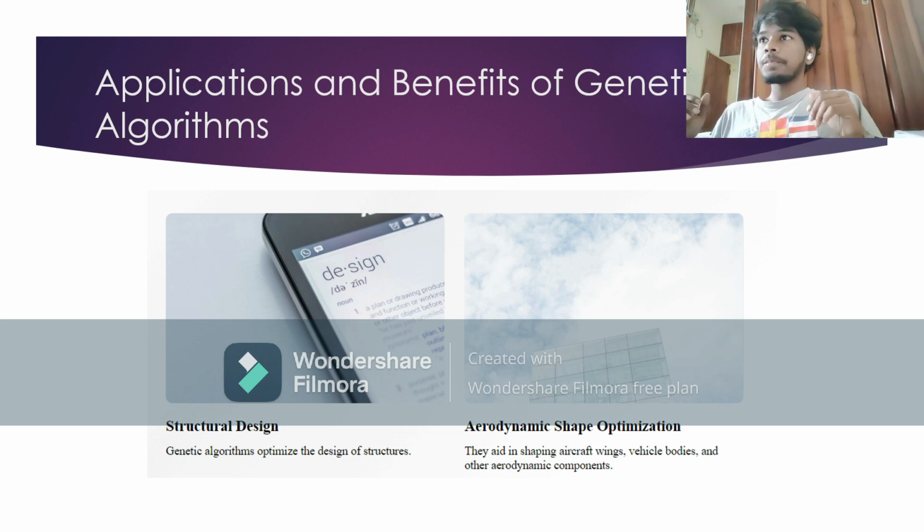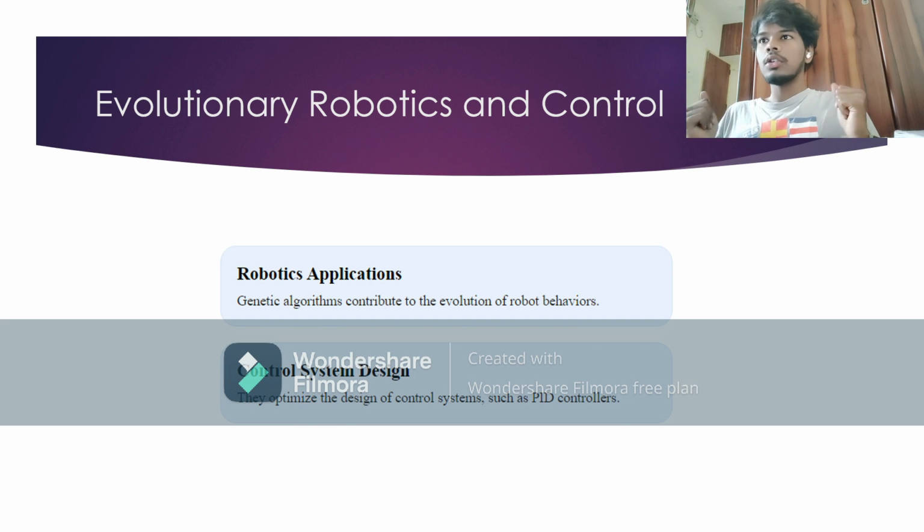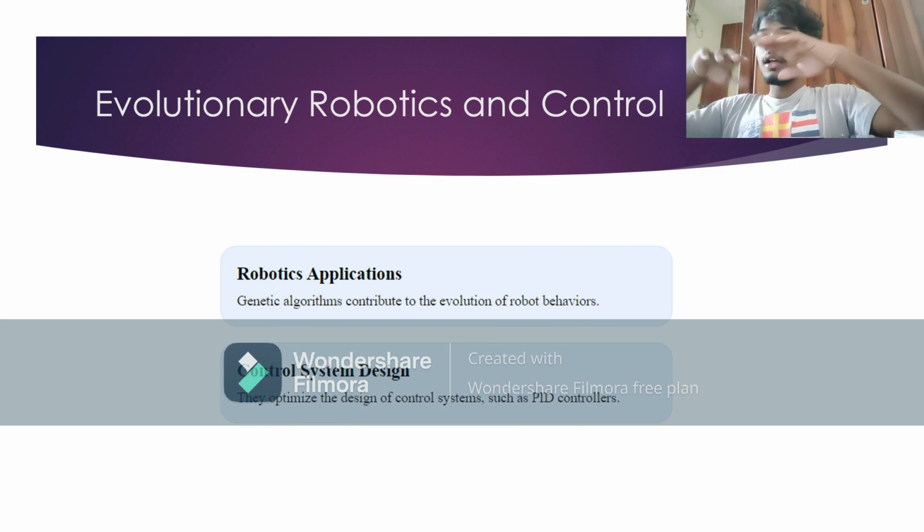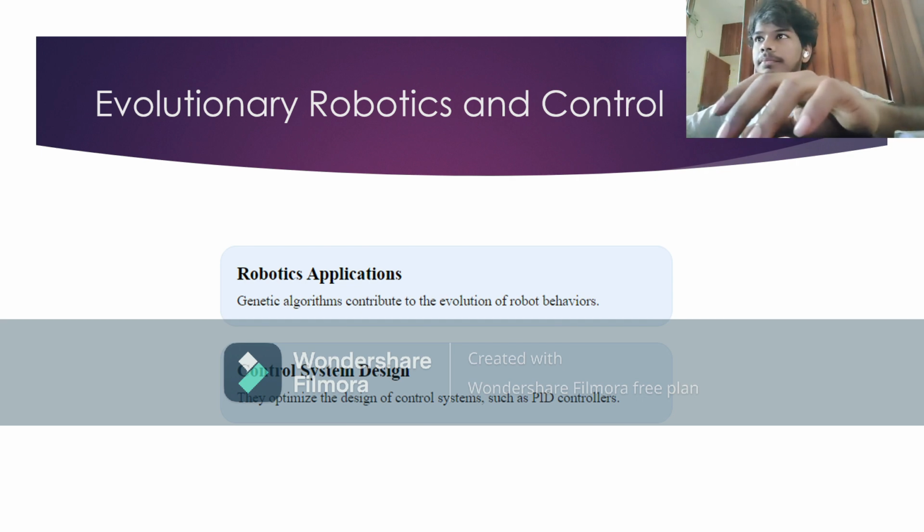Then evolutionary robotics and control. Robotics applications use genetic algorithms in the evolution of robotic behaviors. Since we humans have genetics, for robots to behave like humans, they also have genetics. So we use computational genetic algorithms. Then control system design. They optimize the design of control systems such as PID controllers, etc.